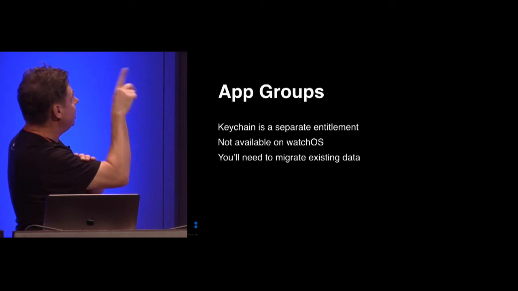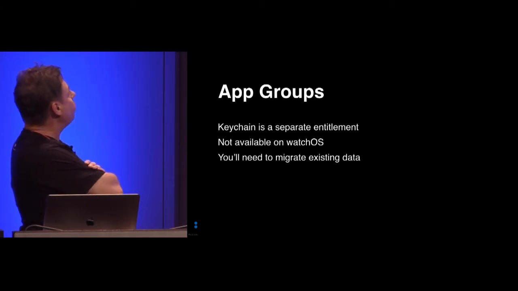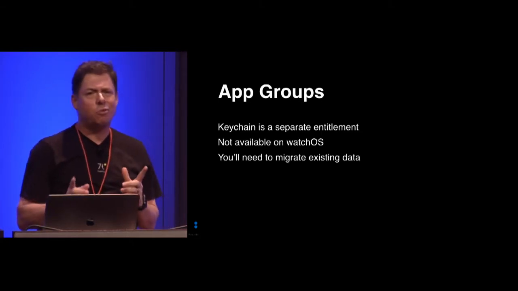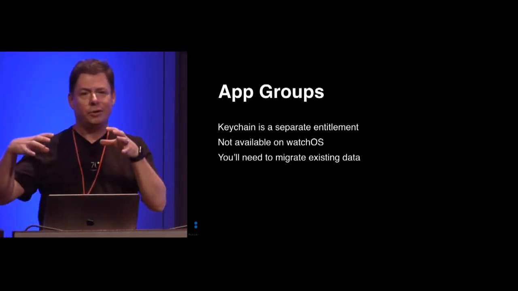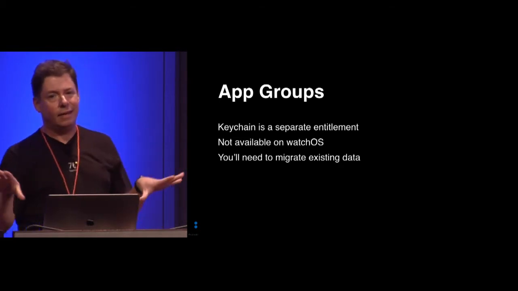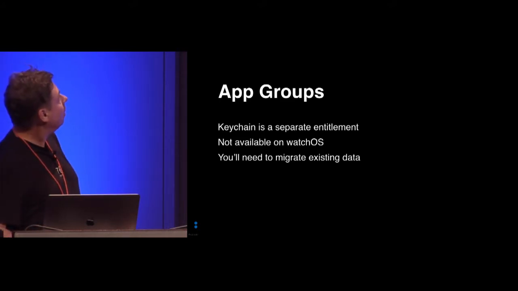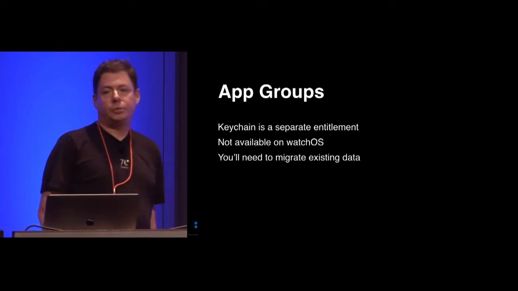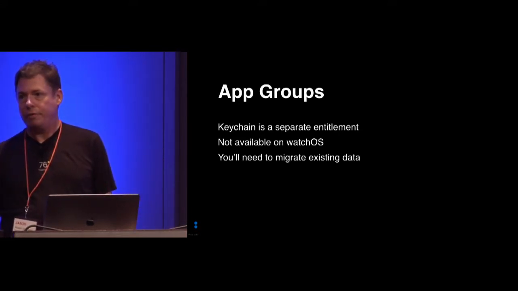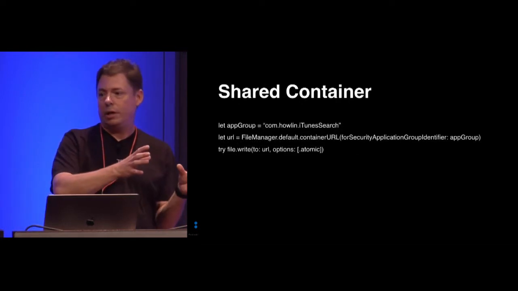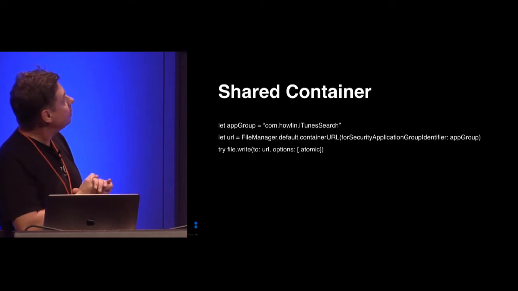I'll just mention the keychain's a separate entitlement. App groups are not available on the watch. So I think when watchOS 1 first came out, they were, and you could use an app group to share data, but that disappeared with watchOS 2. And so there's no concept of sharing any sort of common URL. And if you decide to enable app groups or a shared keychain or shared user defaults, then you'll need to go in and migrate your existing data over to these new stores. And so just keep that in mind.